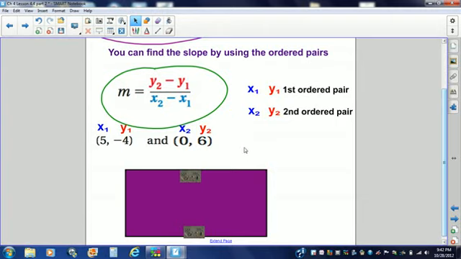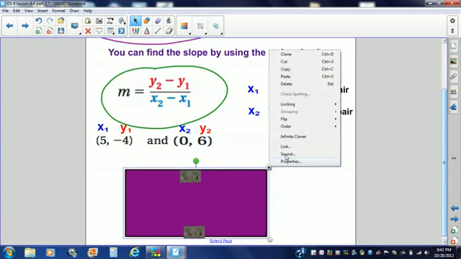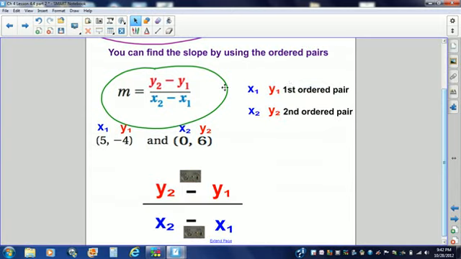We'll think it out loud. So we have x1, y1, x2, y2. Next thing I'm going to do is I'm going to substitute. Plug and chug. I'm going to put 6 in for y2.